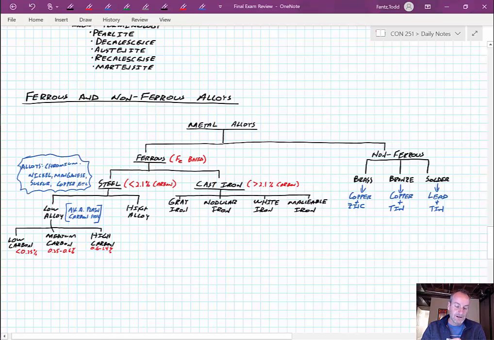So with steel, we broke that into either a low alloy or high alloy. We talked about low carbon, medium carbon, high carbon steels, what percentage of carbon they have in them. For the cast iron, for the greater than 2.1%, we call those cast irons. We had the gray iron, the nodular, white, and malleable. And we had a couple other alloys we talked about in there, like stainless steel and things like that. But I would say this is the primary emphasis on our metal alloy section.